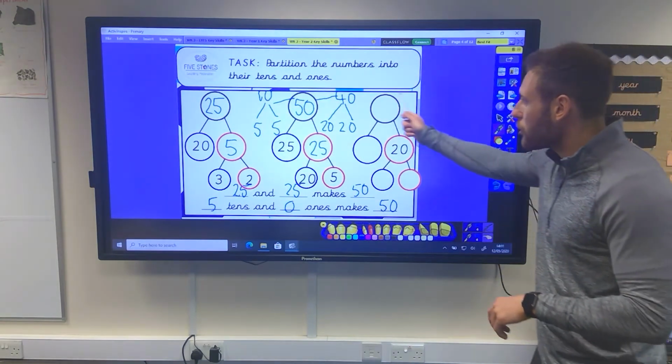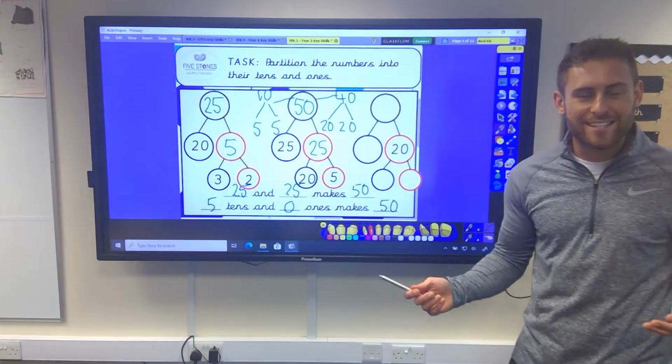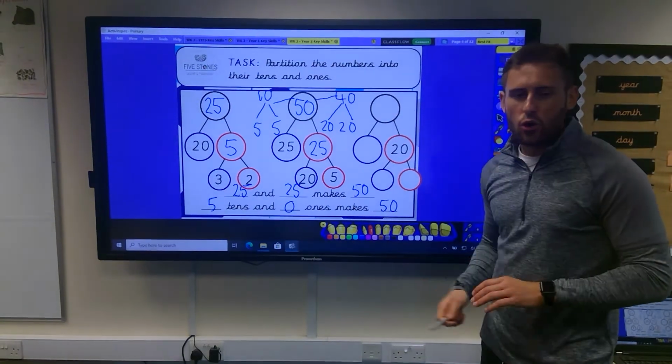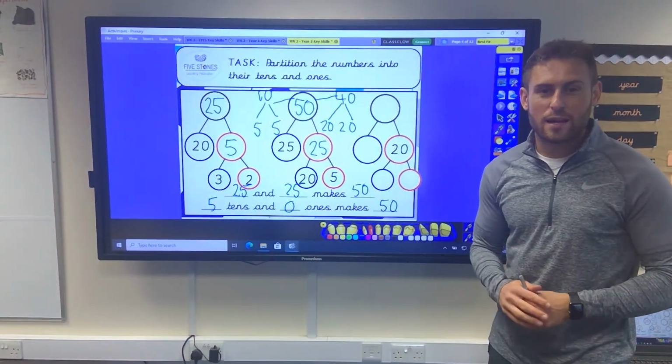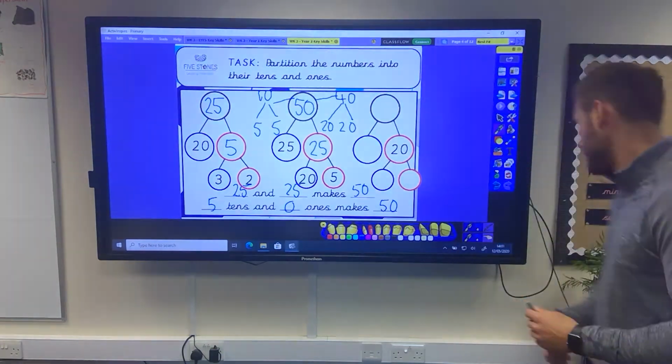Right, now, a little bit more of an open-ended part whole model. There's not just one answer to this. This is where I like to see you thinking. So start with this part whole model, complete it, and you might want to do another one that looks exactly the same but change up the numbers. Does it still make sense? Off you go.